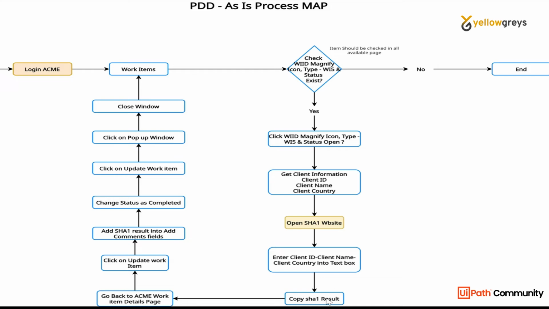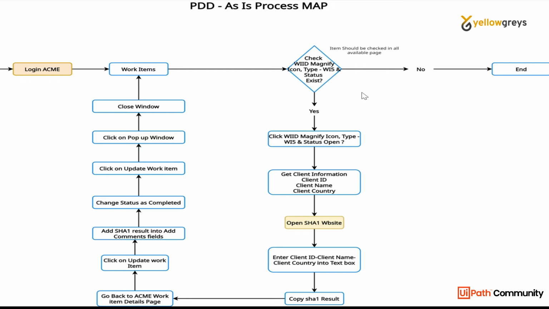Once they copy the result, they go back to the ACME work item details page. There they click on the update work item tab, and a pop-up window appears. They paste the copied SHA1 result, change the status to completed, and click on update work items. Then they close the pop-up window, go back to work items, and process the similar process again and again, until the page no longer exists.